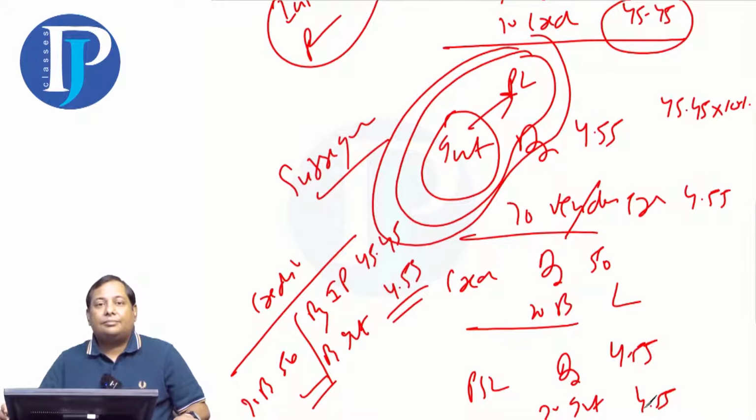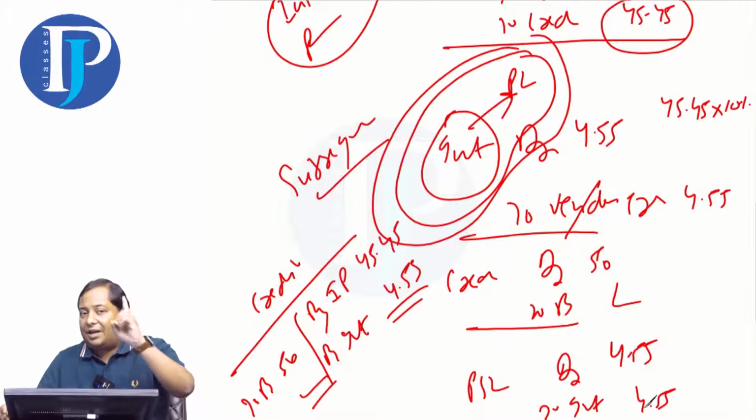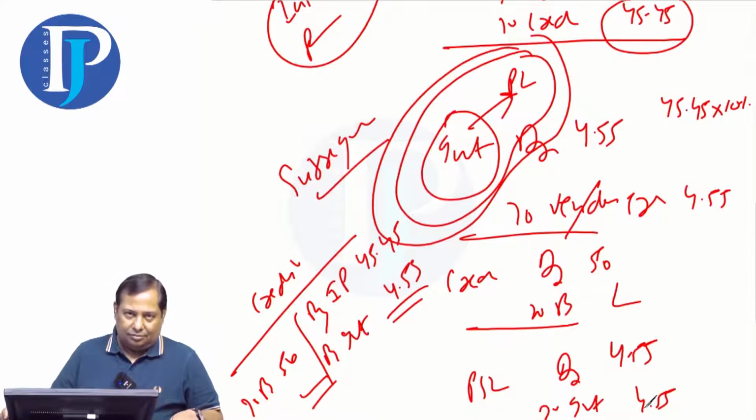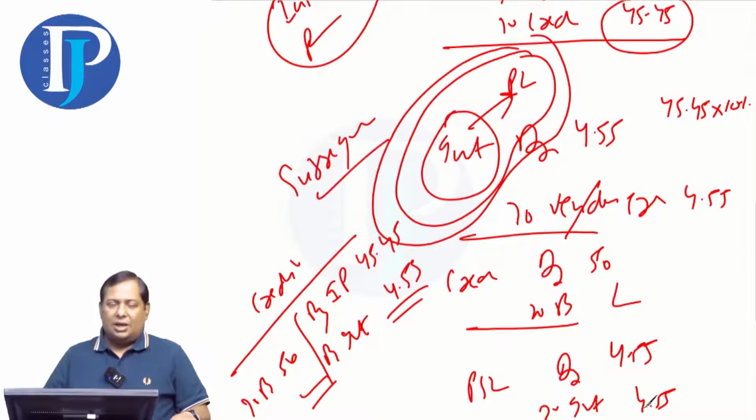Okay, it's right. The interest can be included in the cost, but in just one case, and that is in the case of construction, because Ind AS 23 allows it. The rest of the interest goes to P&L.